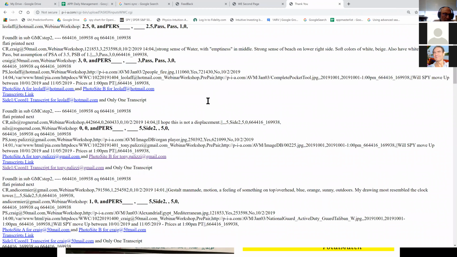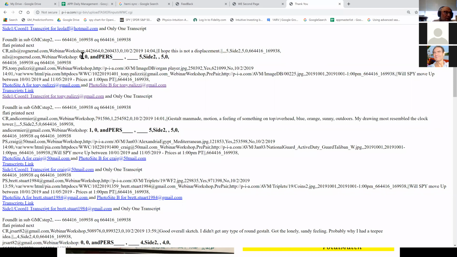Here's a... When you gave yourself, Niles, a 0, that was a true 0. You couldn't find enough. Yeah, that was a true 0. I found less than 0.5 correlation on the other side. Okay, beautiful. Okay, here's a 5 and a 1. Let's take a look at this one.